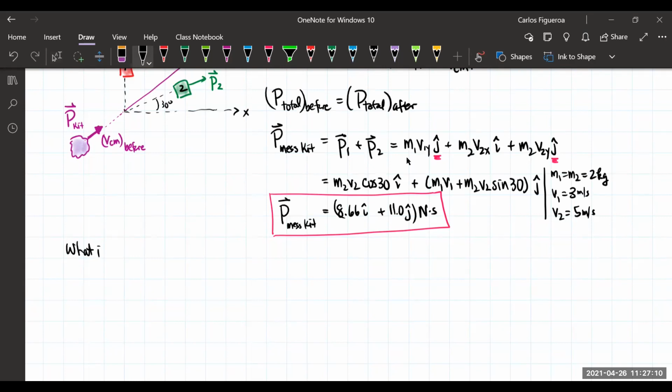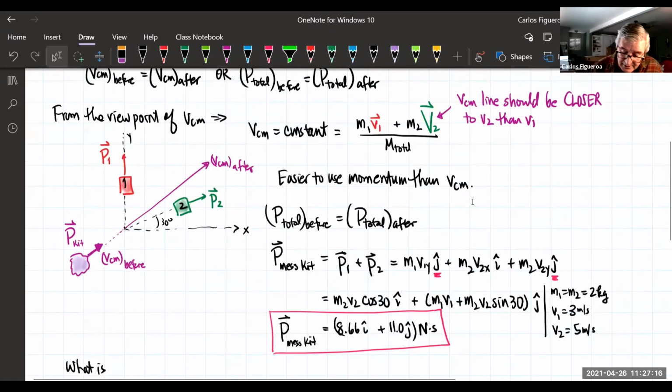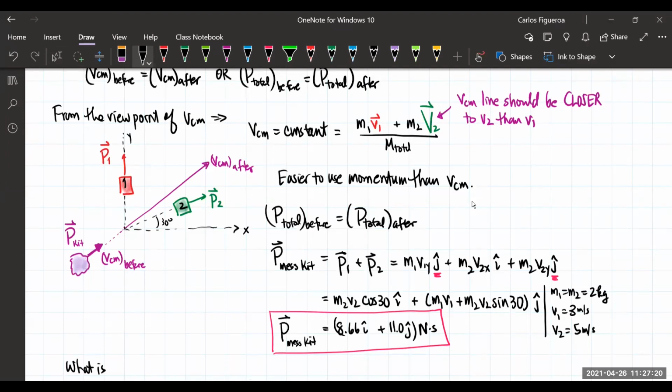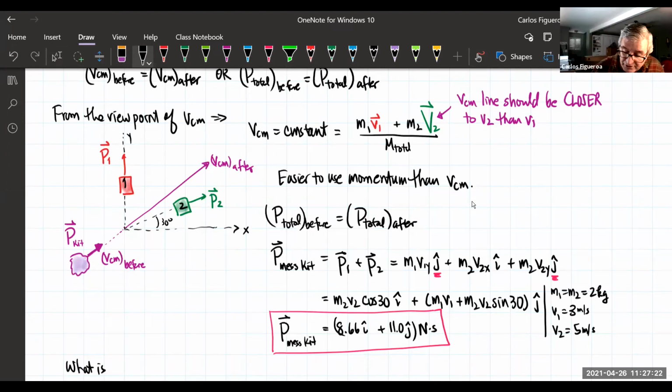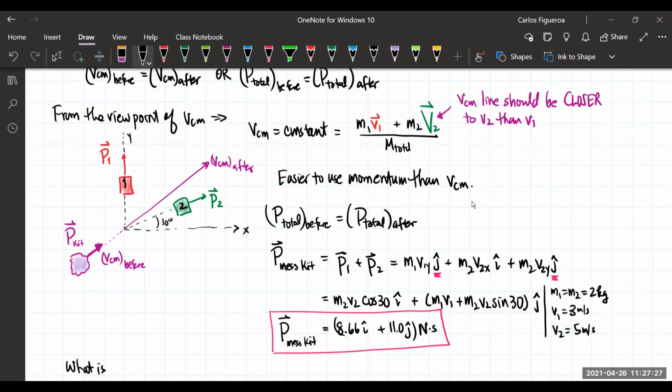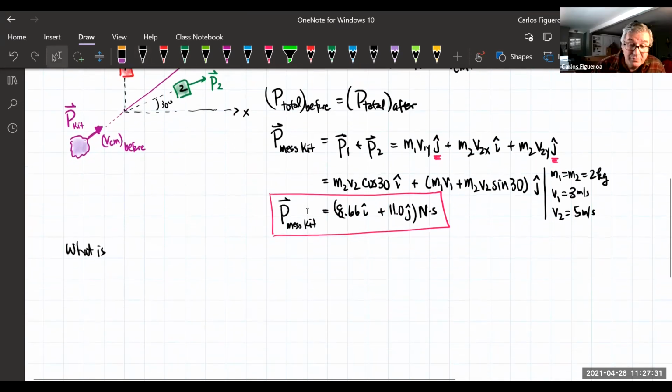Wait, Carlos, yeah, what do you mean by the j and i direction? Because the i is the x direction, the j is the y direction. So those are the unit vectors. Oh, okay. So I'm just decomposing the vector here. Okay.